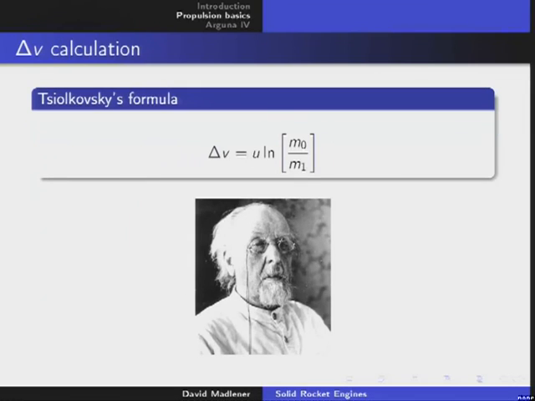So we arrive at the celebrated Tsiolkovsky formula. This is the basic formula for all rocketry. It doesn't matter how complicated or simple a rocket system is, it always has to obey this simple equation. And it states that the change in velocity the rocket acquires during a burn is proportional to the effective exhaust velocity, I call it here u, and proportional to the logarithm of the mass ratio. So m0 is the mass before the burn, and m1 is the mass after the burn.